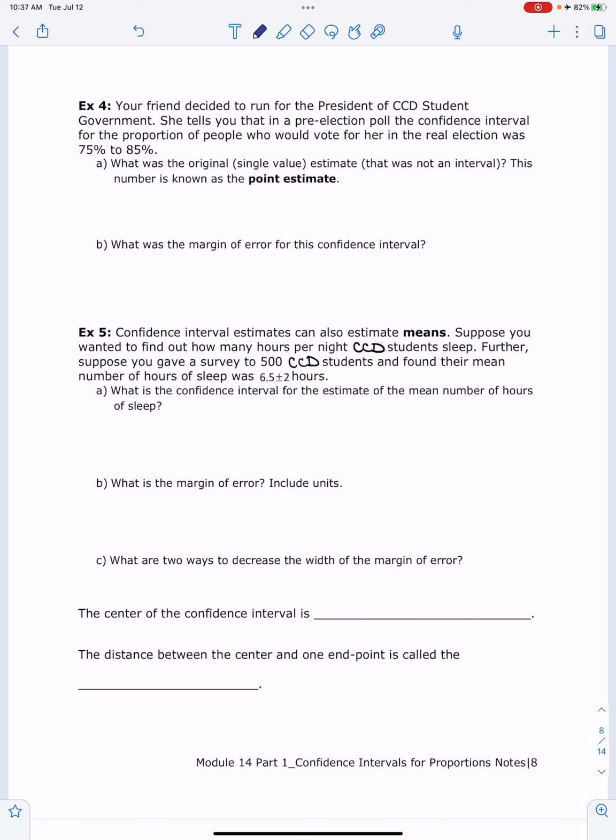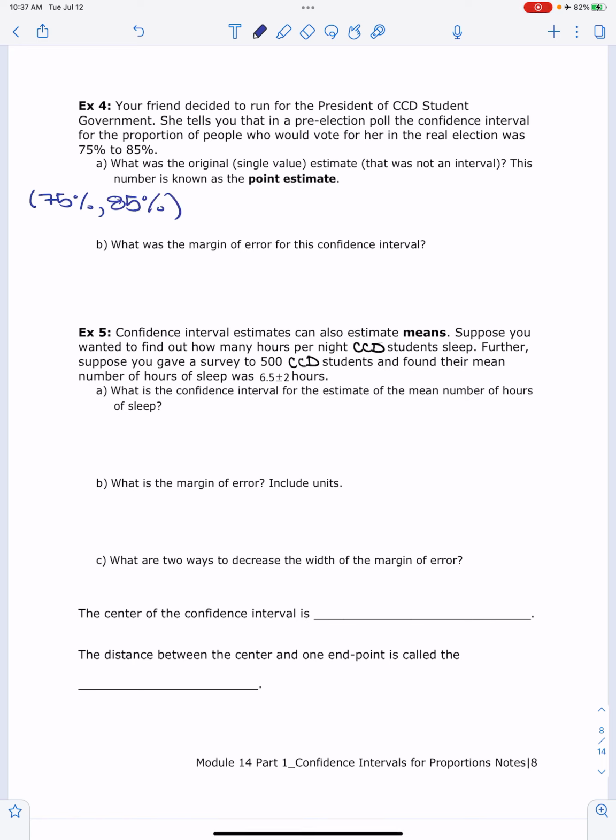Your friend decides to run for president of CCD Student Government. She tells you that in a pre-election poll, the confidence interval for the proportion of people who would vote for her in the real election was 75% to 85%. So there is our confidence interval. 75%, 85%.